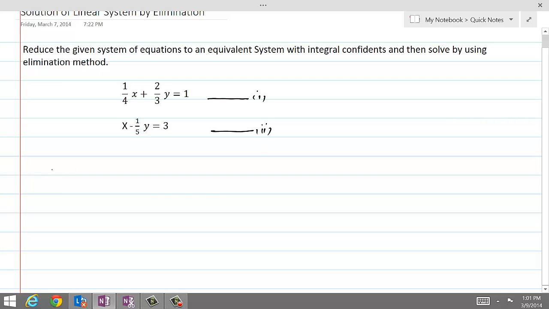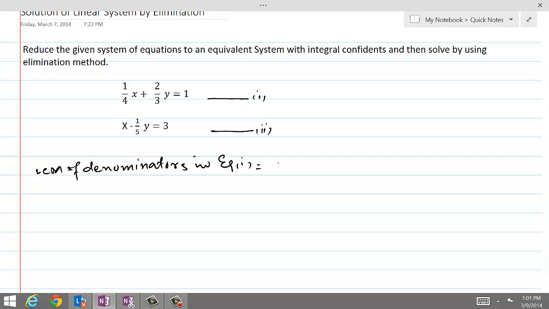So LCM, let's write it down. LCM of denominators in equation 1 is 12, because the denominators are 4 and 3. And what is their LCM, least common multiple? It means the number which both of them can divide easily, which is 12.